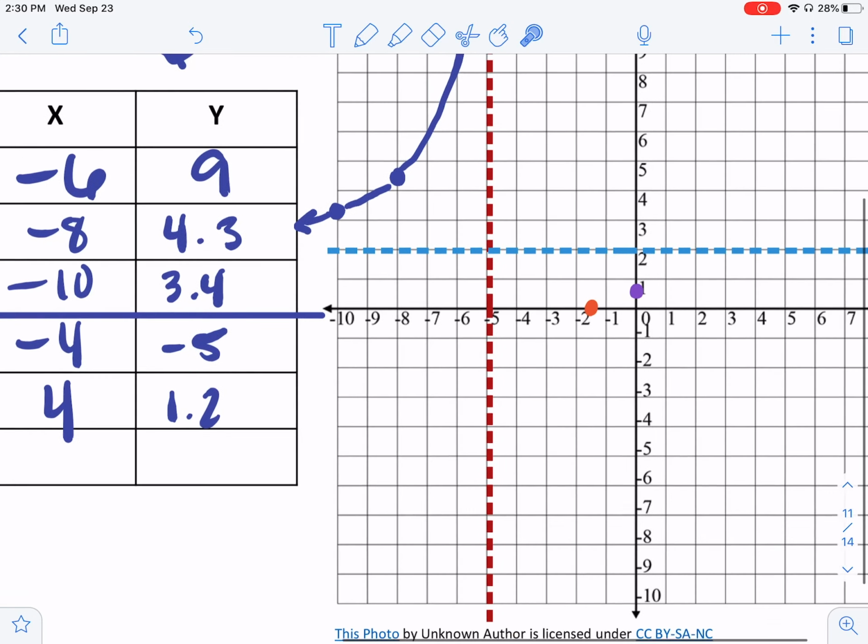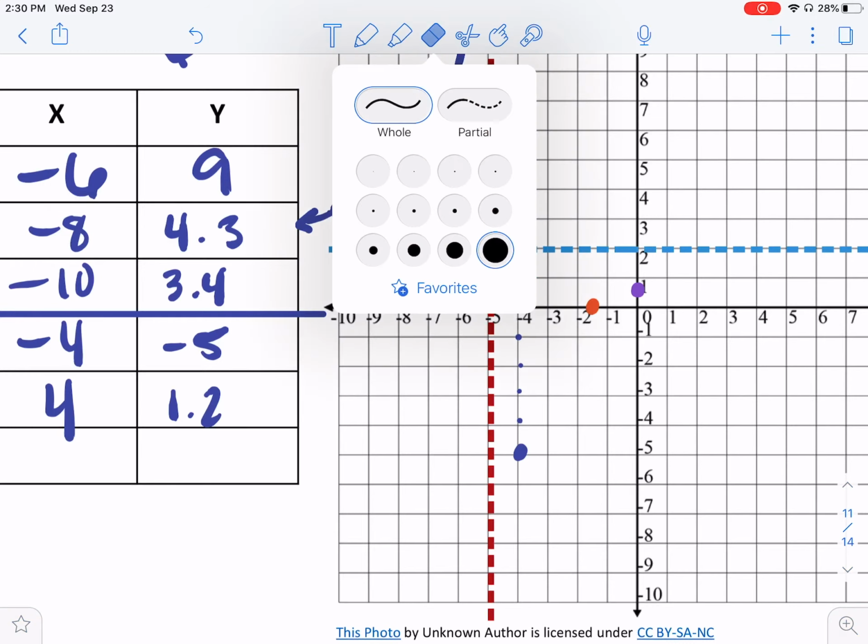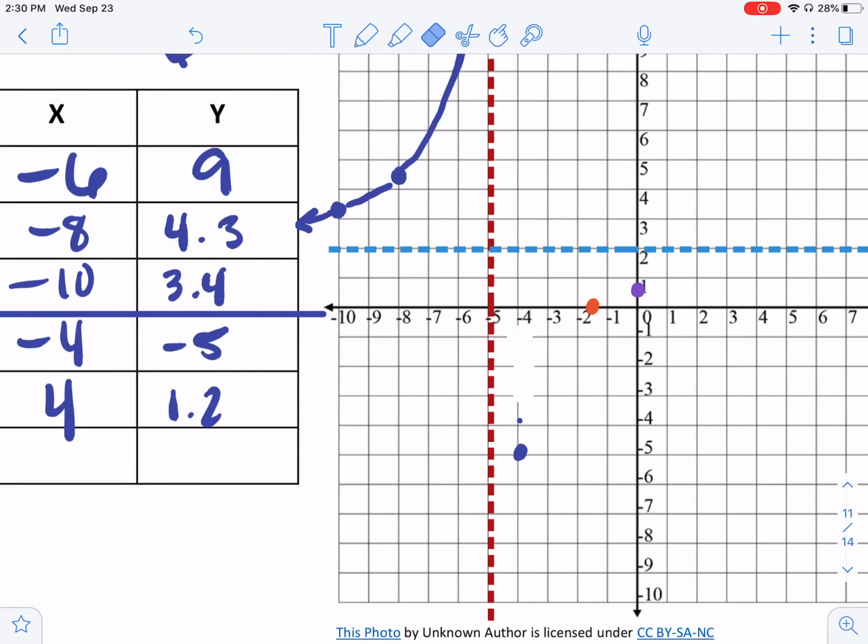I can also plot the points over here. So -4 with -5. 1, 2, 3, 4. Oh no. Let me erase those little dots. I also had +4, 1.2.